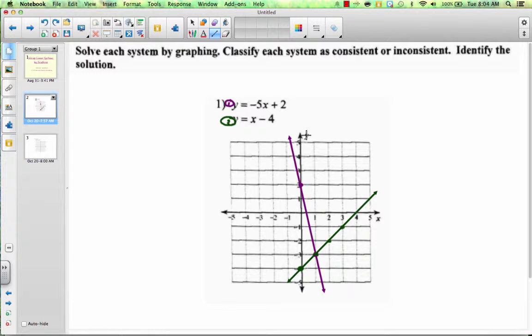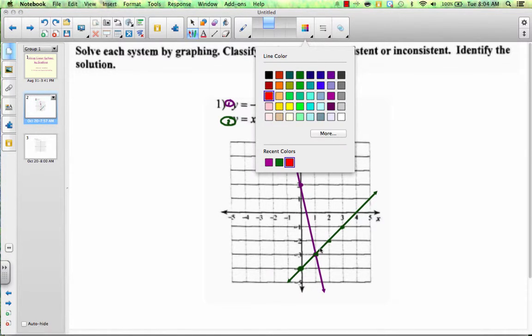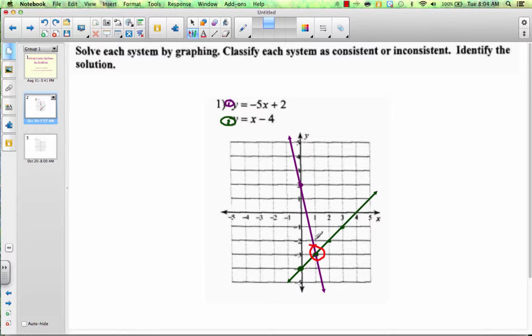So now I've graphed both of these lines, and I need to figure out, do they have a solution? Is this system consistent or inconsistent? Consistent meaning it has at least one solution. So let's take a look. Well, a solution to a system is where the lines will cross at a point. And it does, they do cross right here.